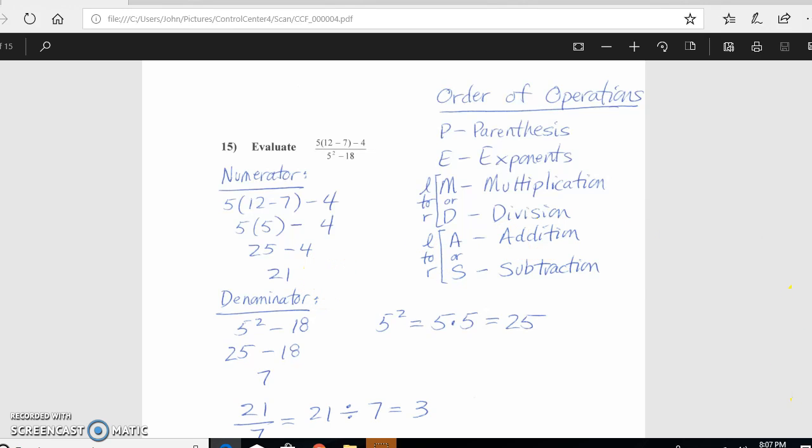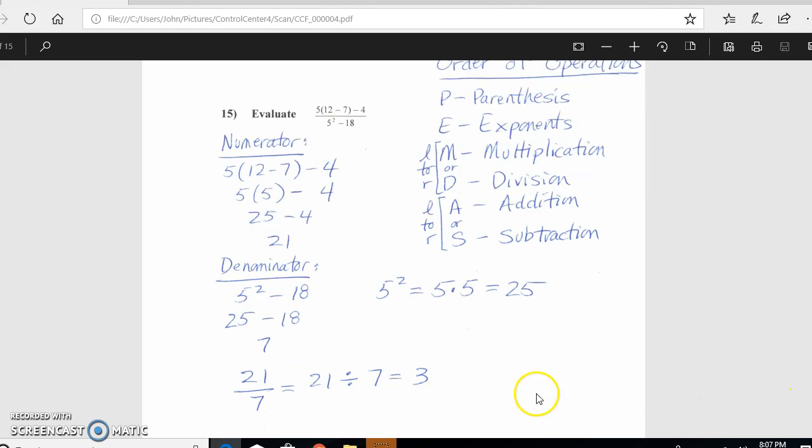Now I need to evaluate the denominator, and that is what I've done here. The denominator is 5 to the exponent 2 minus 18. So I have no parentheses. I go to my exponents, and I have an exponent here, 5 to the exponent 2. And I've evaluated that over here.